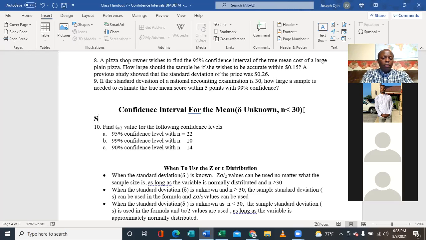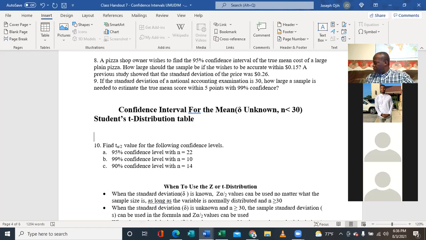Because of the student T distribution table. Now, this student T distribution table has a very interesting history. It was formulated in 1908 by W.S. Gosset.